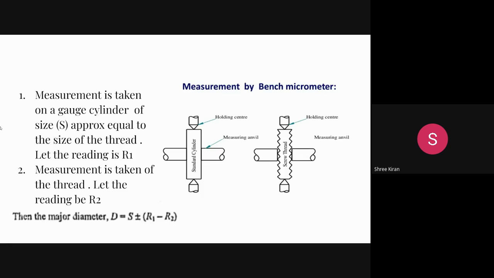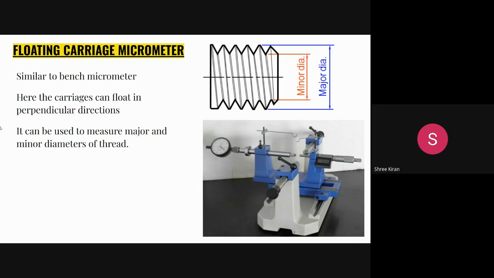What happens? Measurement is taken on a gauge cylinder of size S, which is approximately equal to the size of the thread. Then let the reading be R1, and the measurement taken on the thread be R2, and then the diameter D is equal to S plus or minus (R1 minus R2). So this is what happens in the case of a floating carriage micrometer.